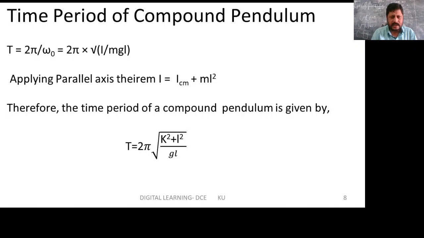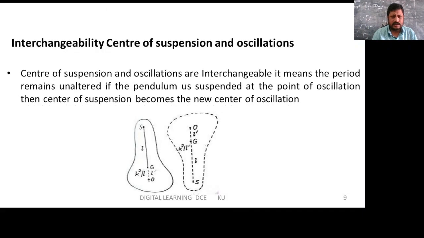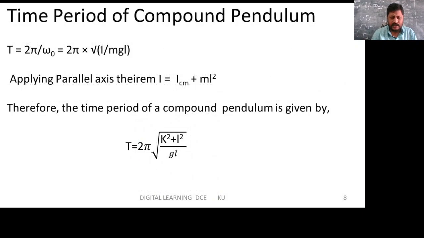Applying the parallel axis theorem, we get I equals I CM plus m l square. Therefore, the time period of a compound pendulum is given by T equals 2 pi into square root of k square plus l square divided by g l. That is, the final time period of the compound pendulum is T equals 2 pi into square root of k square plus l square divided by g l.